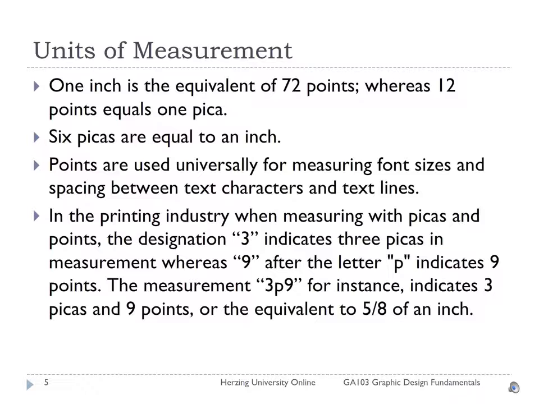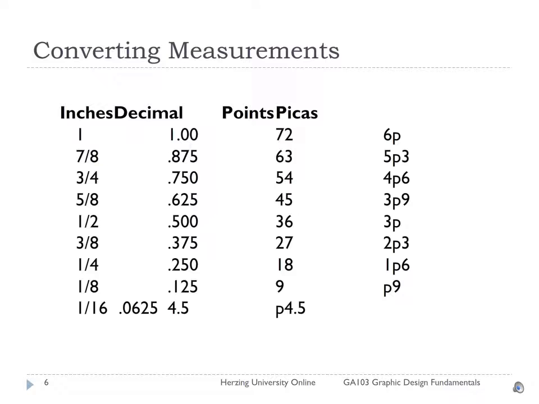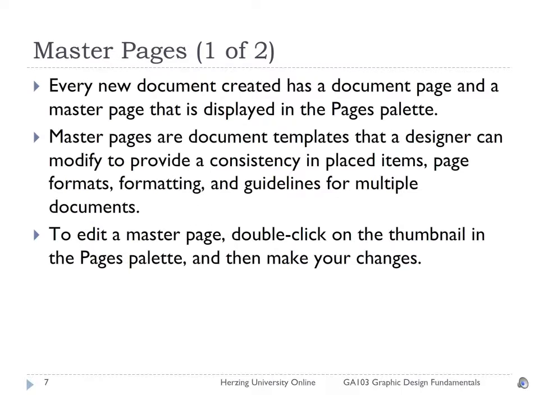In the printing industry, when measuring with picas and points, the designation 3 indicates 3 picas in measurement, whereas 9 after the letter P indicates 9 points. The measurement 3P9, for instance, indicates 3 picas and 9 points, or the equivalent of 5/8 of an inch. Here we see the measurement conversions we would often need when working with layouts.